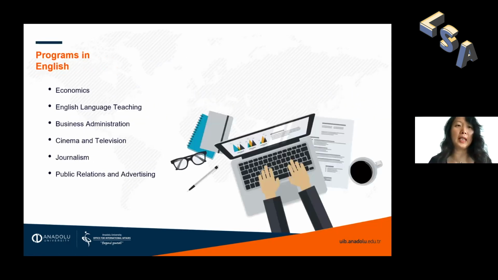The programs in English: we have 6 programs in English. The top 3 are full English, and the next 3 are cinema and television, journalism, and public relations and advertising. They are offering 80% English courses.